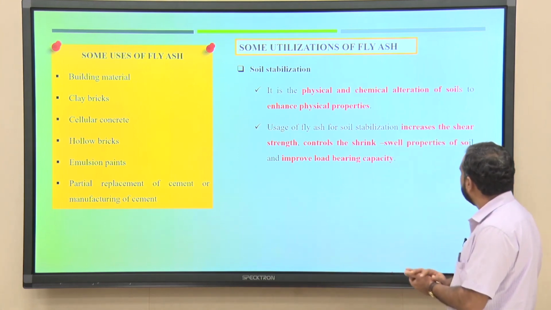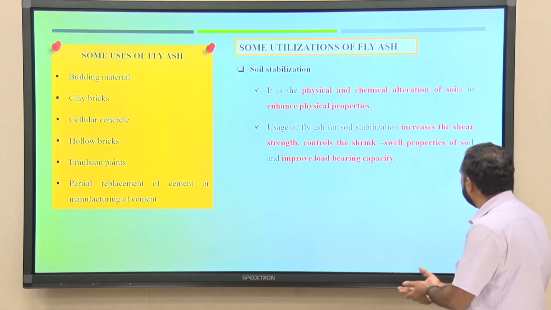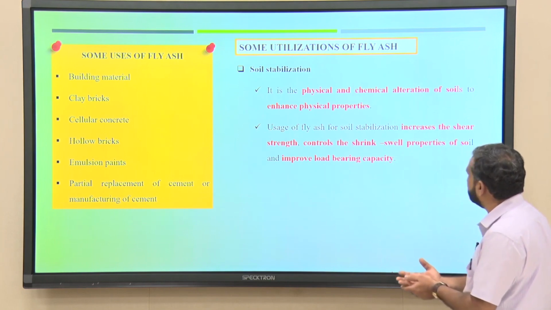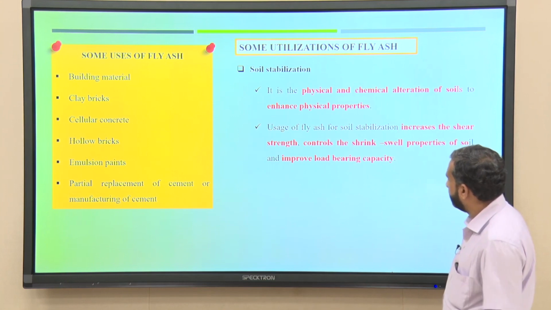Uses of fly ash for soil stabilization: to increase the shear strength, control the shrink or swelling properties of the soil, and improve load bearing capacity could be possible.